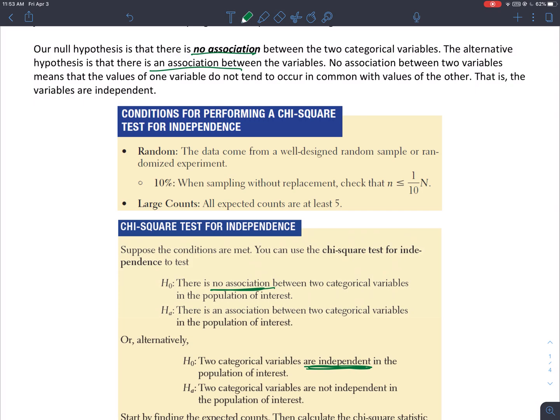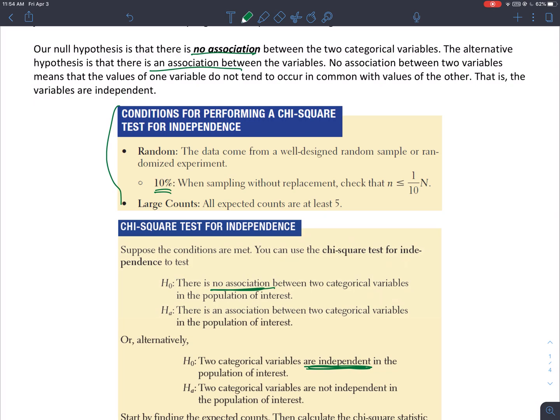So the conditions here are the same as for the previous test, chi-square test for homogeneity. Data come from a well-designed random sample or randomized experiment. And then if you're sampling, please, some of you made a mistake about this on your chapter 10 test. Don't talk about the 10% condition in an experiment unless there was random sampling. If there's no random sampling, then don't talk about the 10% condition. That means you don't really understand the 10% condition. So 10% when sampling without replacement.